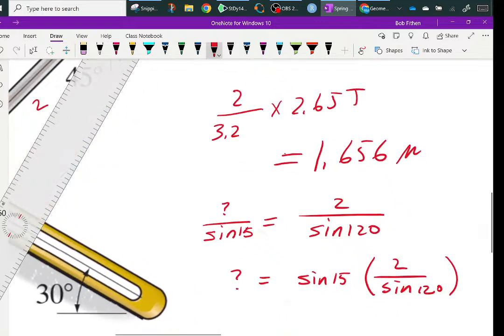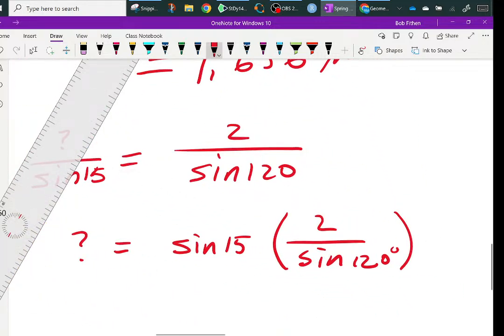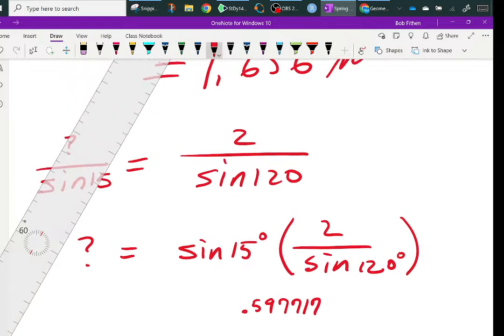Now, if I zoom in and put it as degrees here, let's see what this thing will do. Can it solve that? First of all, can I write it well enough for it to see it? And so I get 0.597717. Is that what I got? I don't think that's what I got.